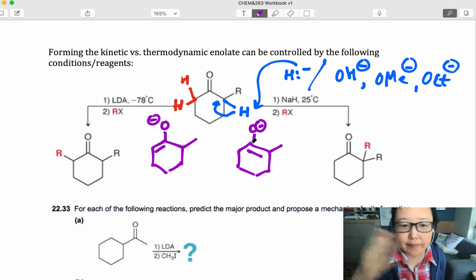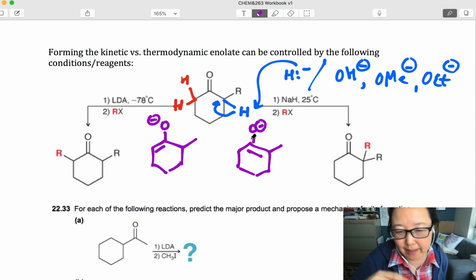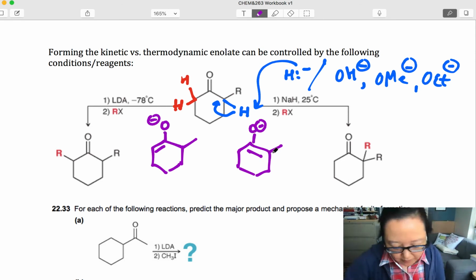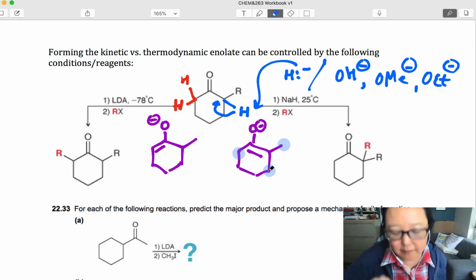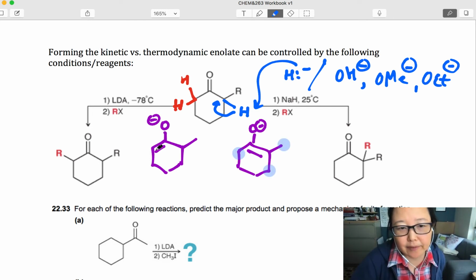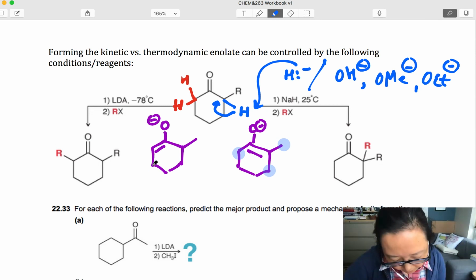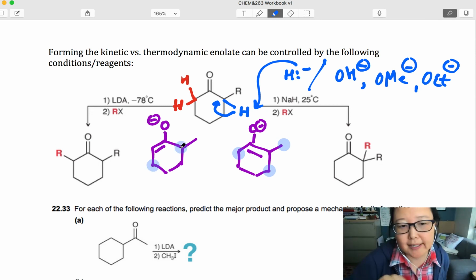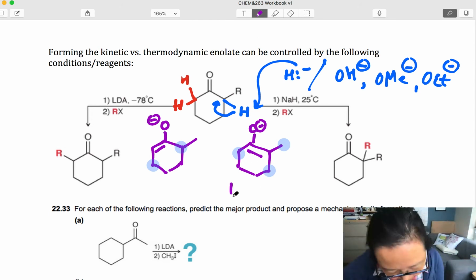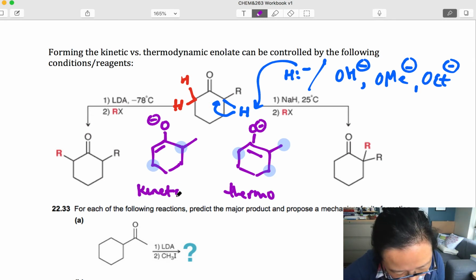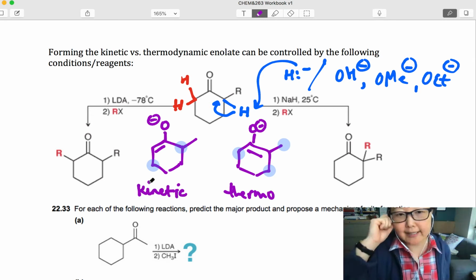Probably remember from earlier chapters about elimination reactions, how we have the Zaitsev and the Hofmann product. So Zaitsev always gives us a more stable thermodynamic product, and that's because we have 1, 2, 3 carbon groups on this double bond. But this double bond, we only have 1, 2 R groups. So for that reason, this one's more thermodynamically stable. We call that the thermodynamic enolate. And we call this one the kinetic enolate because this one can form faster, but it's not necessarily the more stable one.